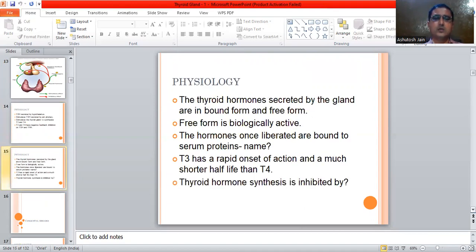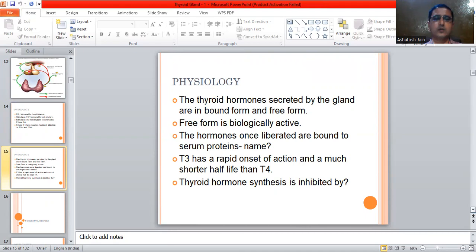The thyroid hormones secreted by the gland are in bound form and free form. Free form is biologically active. The hormones once liberated are bound to serum proteins. T3 has a rapid onset of action and a much shorter half-life than T4.